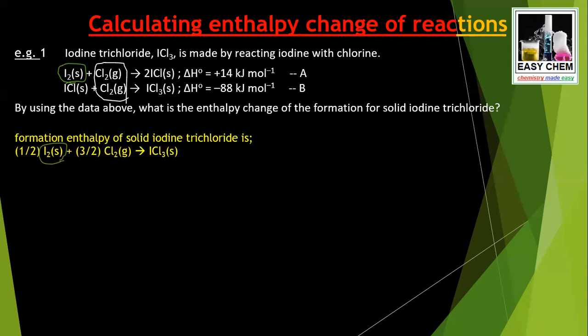You know why. Focus on this again. In both A and B, we have chlorine on the left-hand side. There are 2 chlorine. And in our yellow equation also, we have chlorine on the left-hand side. Therefore, remember, we are trying to get this equation by adding A and B together. When you add A and B, we must get this equation C together.